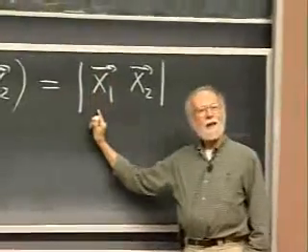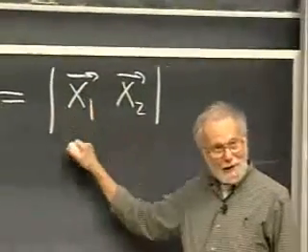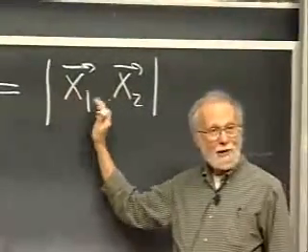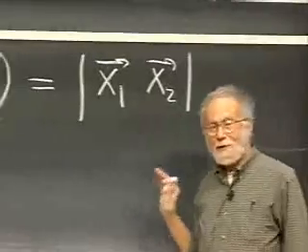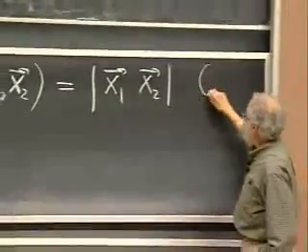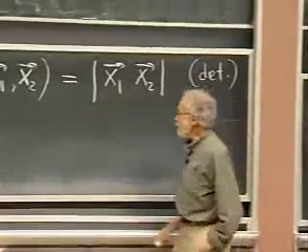Okay, X1 is a column vector, right? X2 is a column vector, two things in it. So together they make a square matrix, and this means its determinant. So it's the determinant of this. It's a determinant, in other words, of a square matrix, and that's what it is.